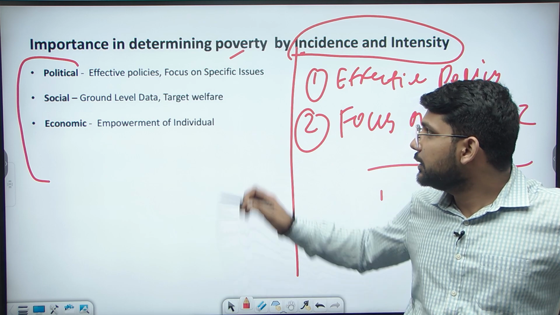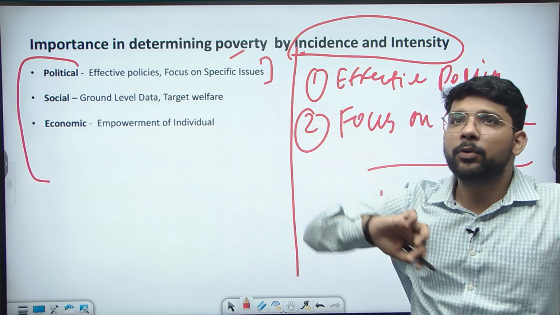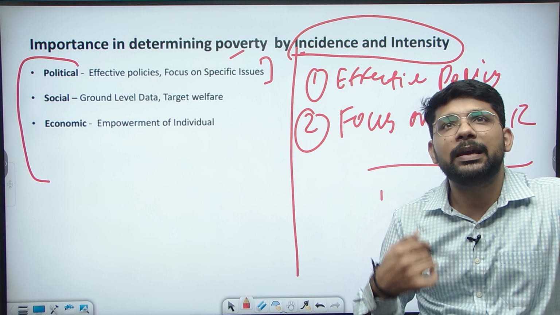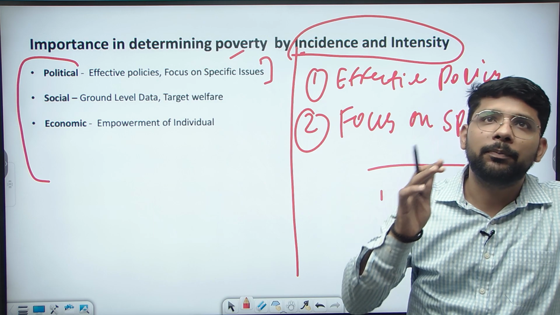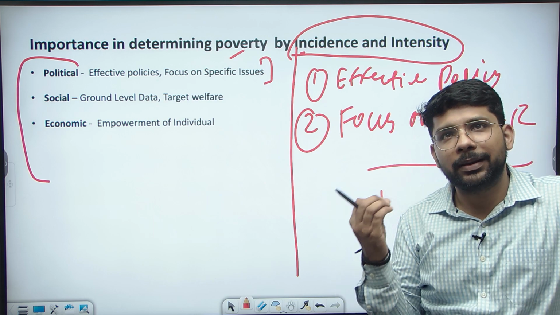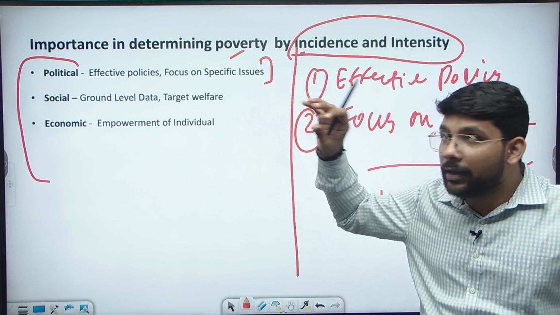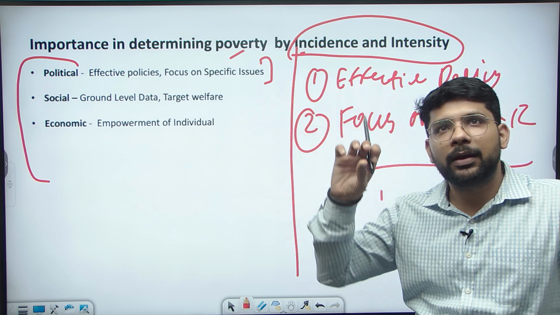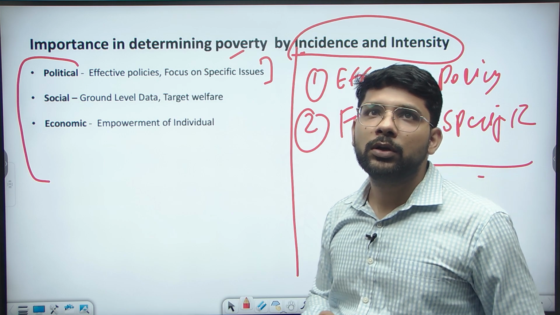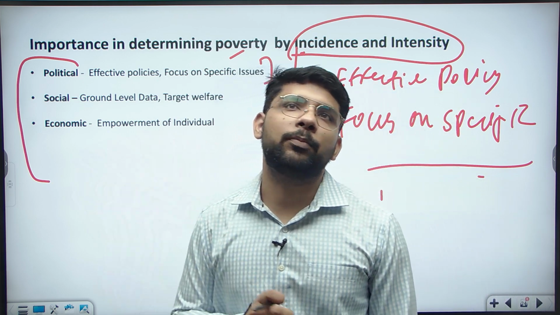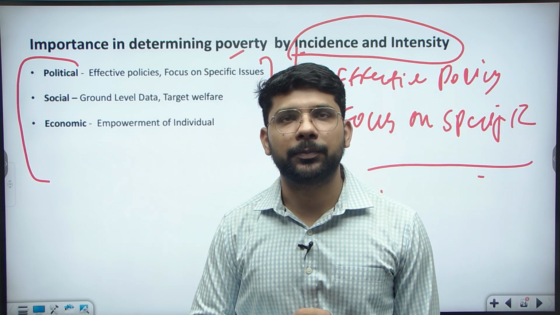In the third case, these are the two important political factors which can help in determining poverty by incidence and poverty by intensity. If we are making an effective policy and focusing on the specific issue, this is the importance of the incidence and the intensity.